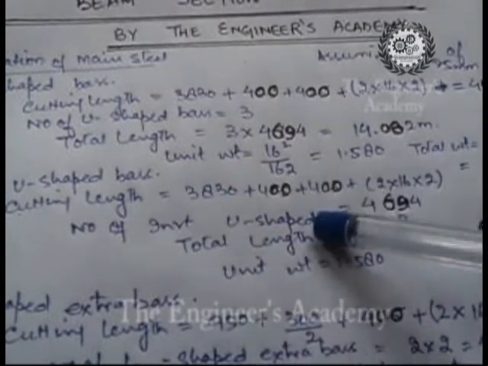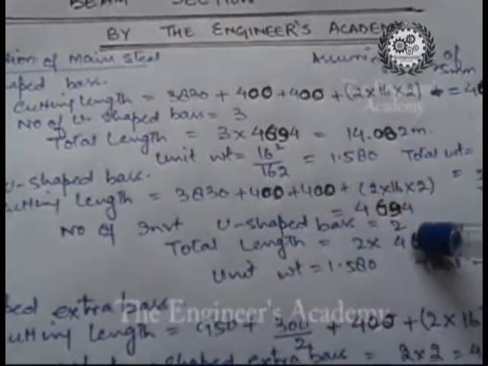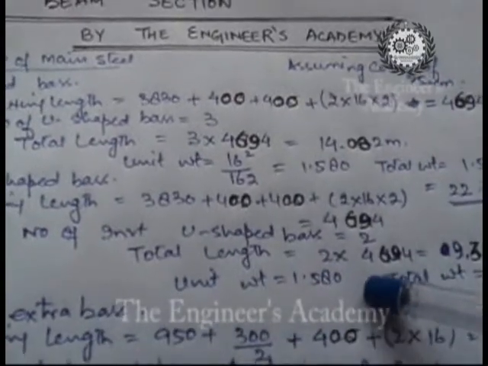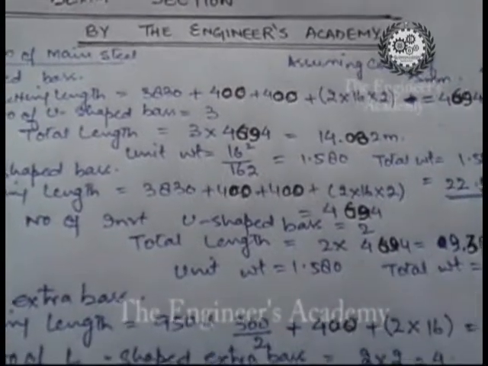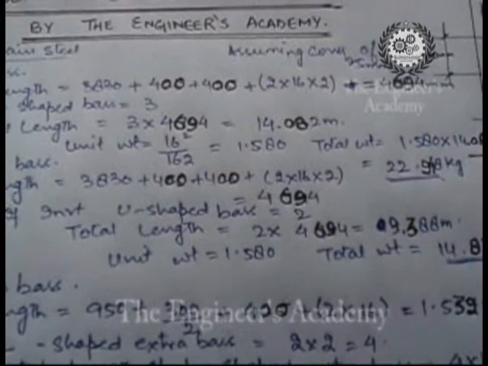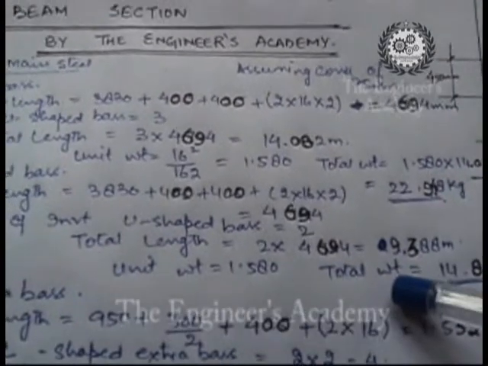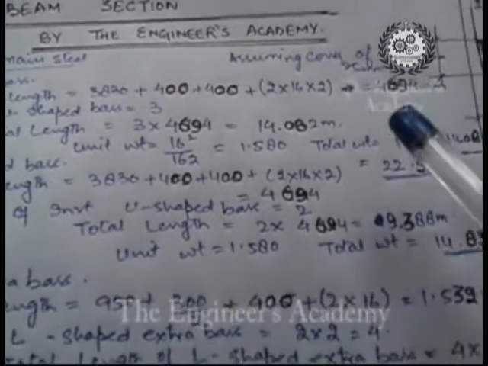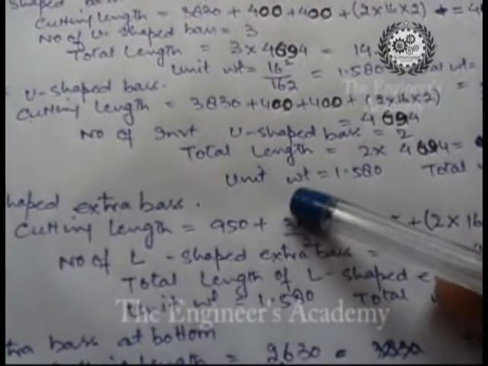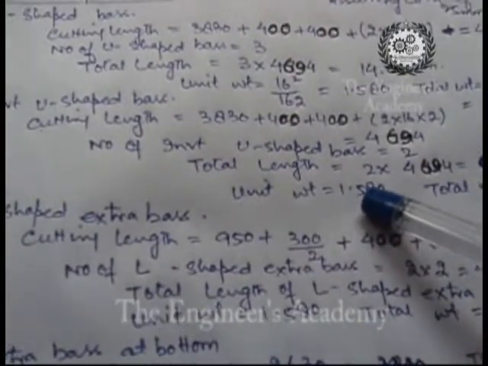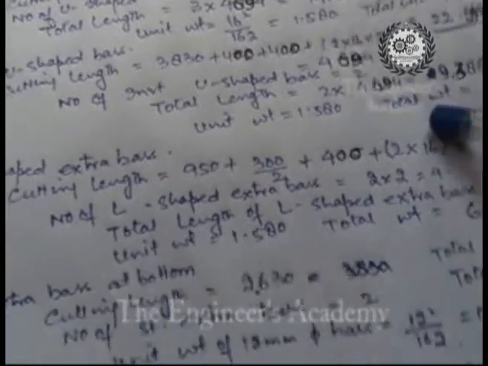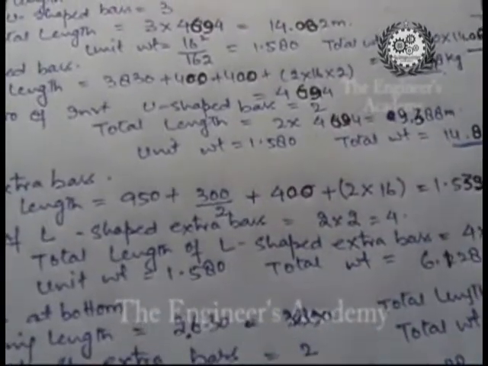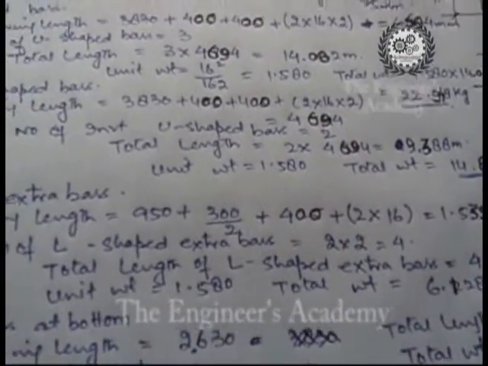Now the number of the inverted U-shaped bars is equal to 2. The total length will thus be equal to 2 into 4694 millimeters, that is however equal to 9.388 meters, and the unit weight per meter run will be equal to 1.580 as we have in the above case. Then the total weight will be equal to 14.83 kilograms only.